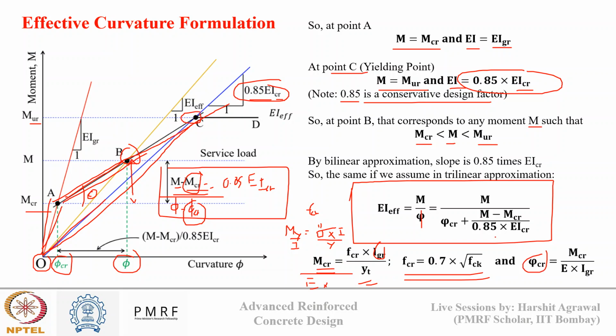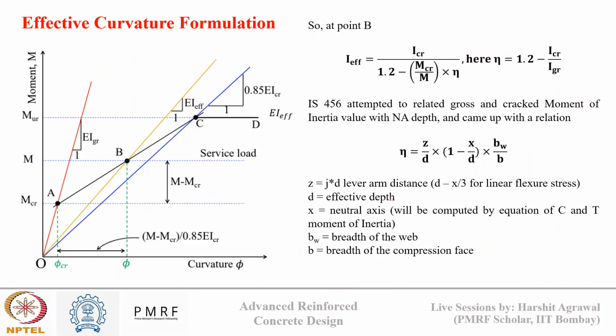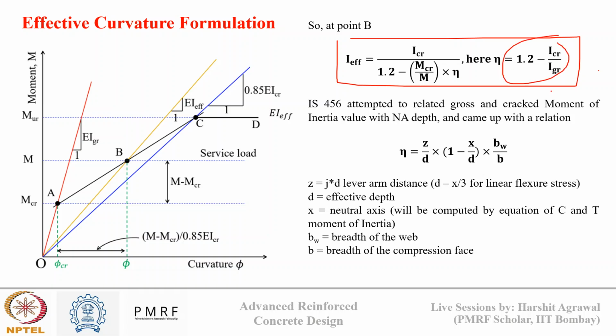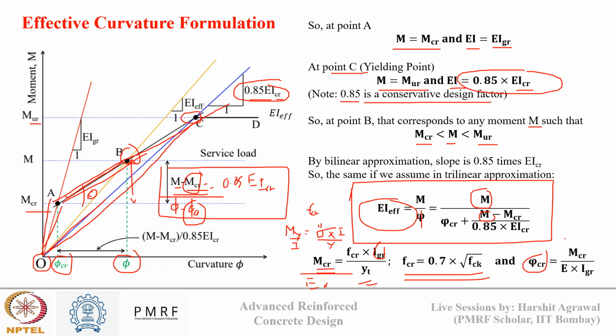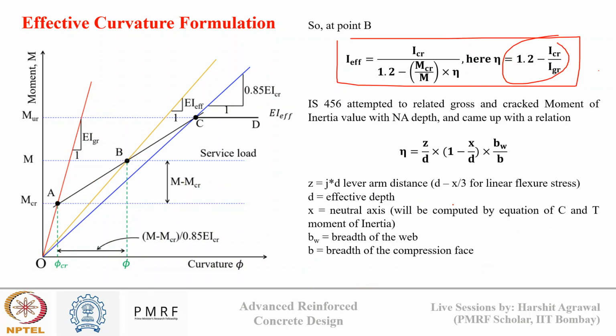If we know these values and we know how much moment we have applied, we can calculate the value of EI effective. But since we know that E is not changing much, we can simplify this relationship into I effective also. So we can write I effective is equal to ICR upon 1.2 minus MCR upon M times eta. And here eta is this factor 1.2 minus ICR upon IGR. So this relationship that we saw here, they simplified into this, since E is not changing much.